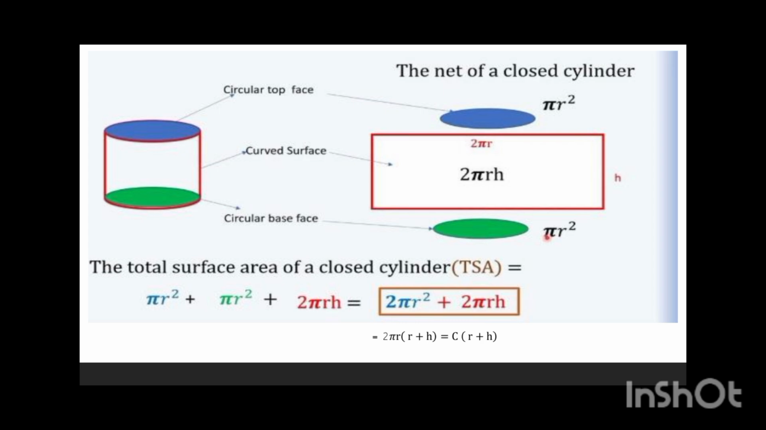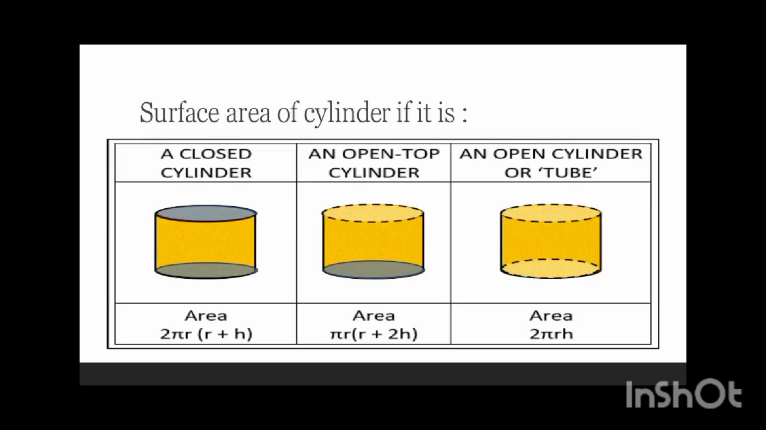So the total surface area of a closed cylinder is going to be pi r square plus 2 pi r h plus pi r square, that is equal to 2 pi r square plus 2 pi r h. Or you can write it as 2 pi r (r plus h), that is equal to circumference times (r plus h). Surface area of a closed cylinder is going to be 2 pi r (r plus h).